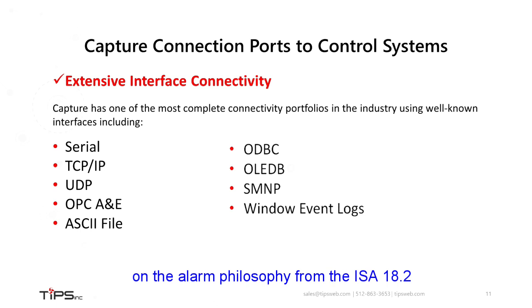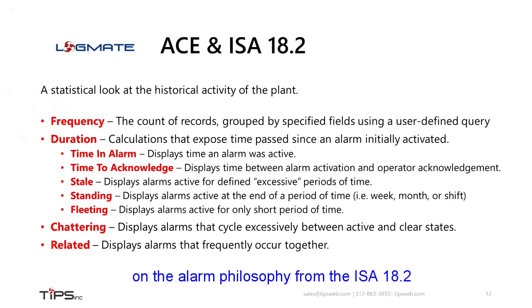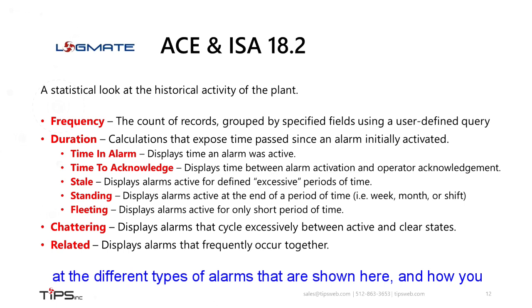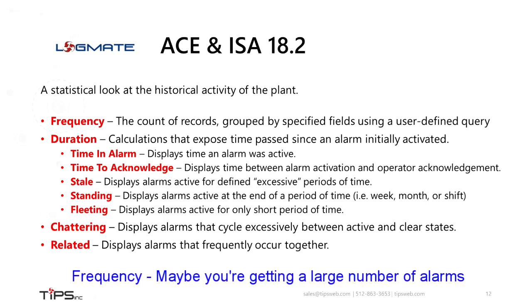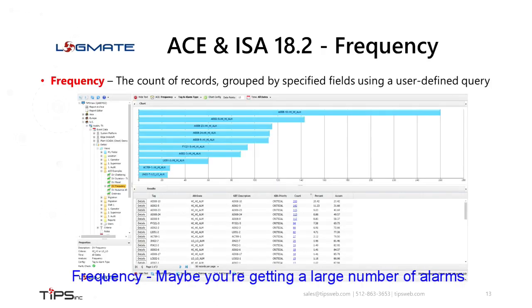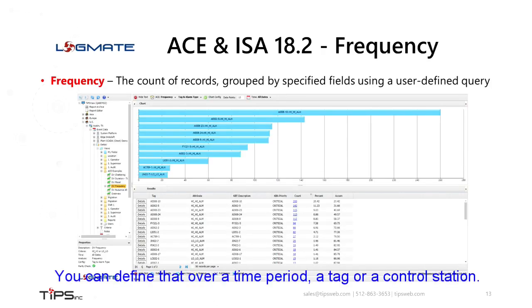LogMate ACE is based on the alarm philosophy from the ISA 18.2 standard. Let's take a look at the different types of alarms that are shown here and how you can bring those into your system and analyze the data that's coming in. Frequency. Maybe you're getting a large number of alarms for a specific tag that's coming in. You can define that over a time period, a tag, or a control station.